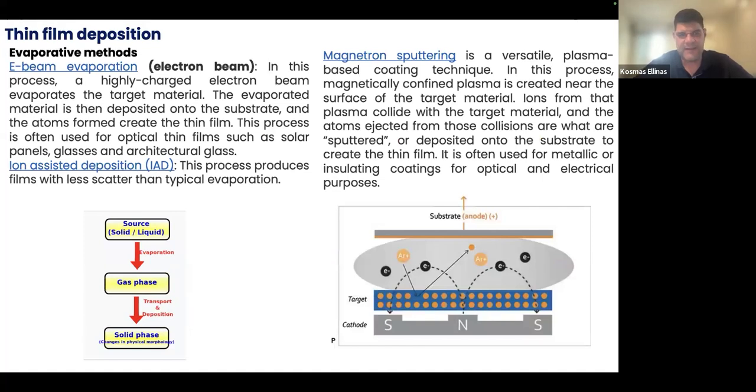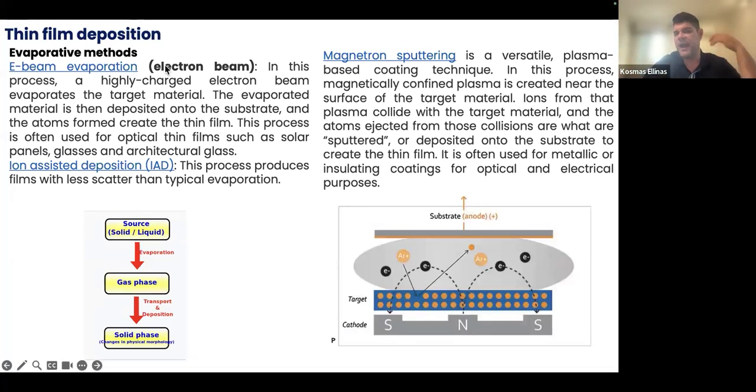And here I have listed some of the most commonly used thin film deposition techniques. Of course, the first major group of techniques is the evaporative methods. Using the evaporative methods, evaporation can be done by e-beam, by ions, by magnetron sputtering, and all these refer to how we deposit the target material on our substrate.